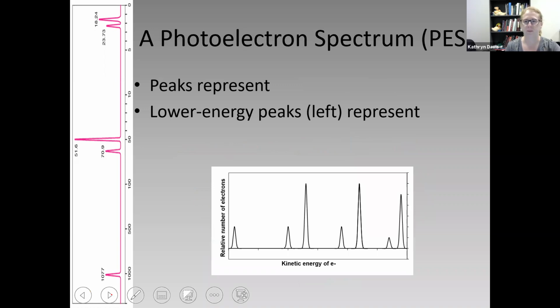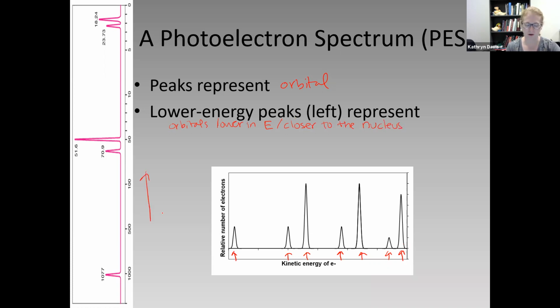So here's a photoelectron spectrum, or PES. And what I want you to understand is that an individual peak, so there's 1, 2, 3, 4, 5, 6, there's 7 peaks in here. Each peak represents an orbital. And lower energy peaks represent orbitals that are lower in energy. And remember that lower in energy means closer to the nucleus of the atom.